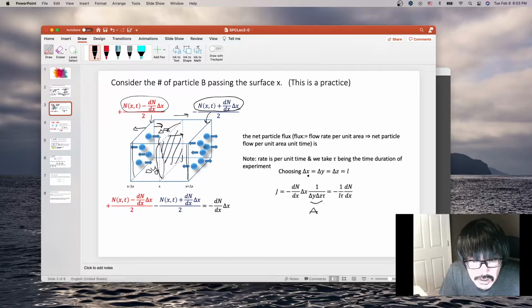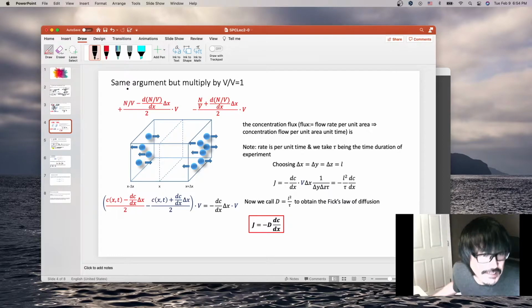And if I choose delta x, this distance right here, and delta y and delta z to all be the same, that's L, then that's L divided by L divided by L, right? So it's going to be 1 over L tau, these things right here. That's your flux. Don't worry, I'm going to repeat once again. That's pretty much the same stuff, but slightly different, and it's a little bit more useful.